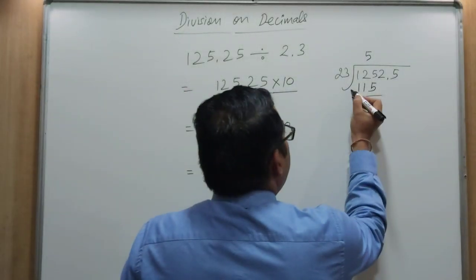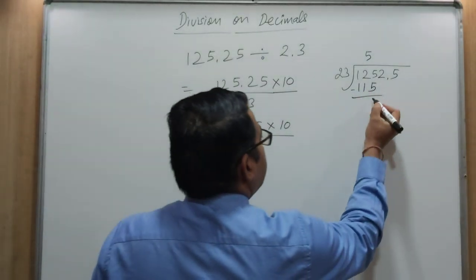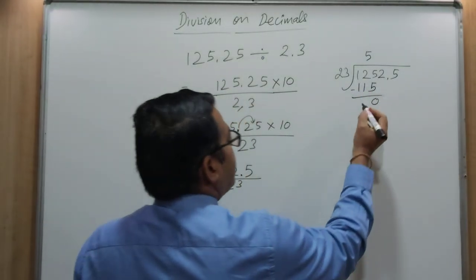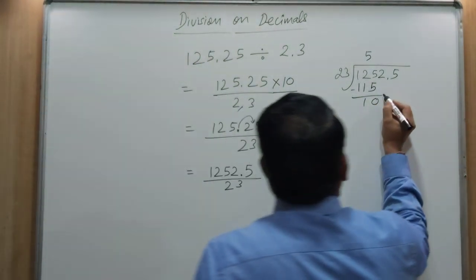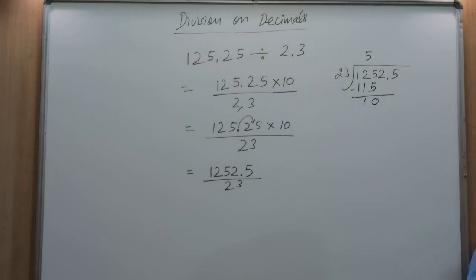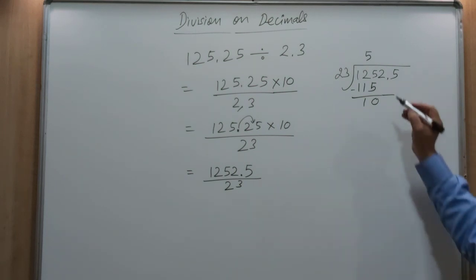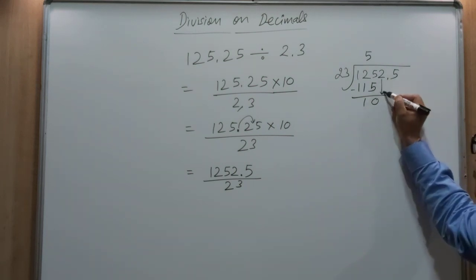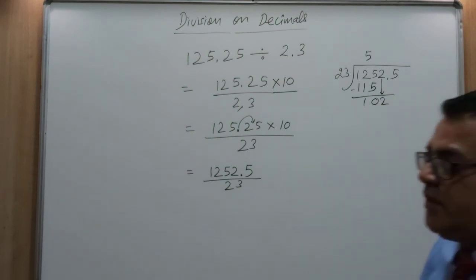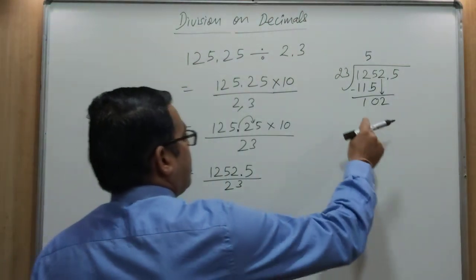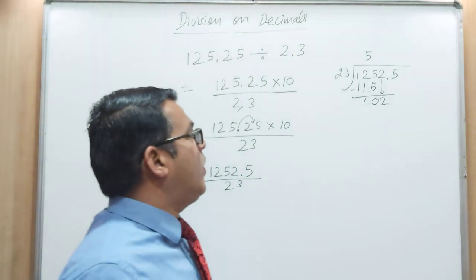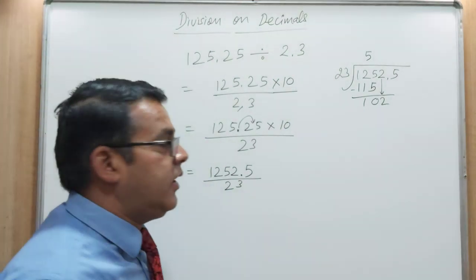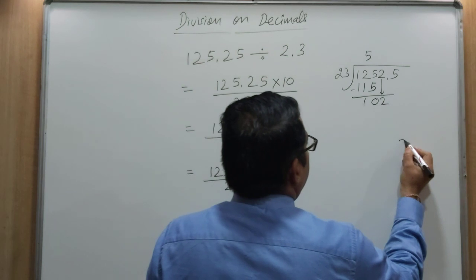Now what to do? We need to subtract now. 5 minus 5, we know that is 0. 2 minus 1, we can write 1 only. Now the next step is that we need to bring down the next digit. The next digit is 2 here. We need to bring this 2 to the next row. So now we have 102. Now we need to divide 102 by 23. Now let's check for 4 first.